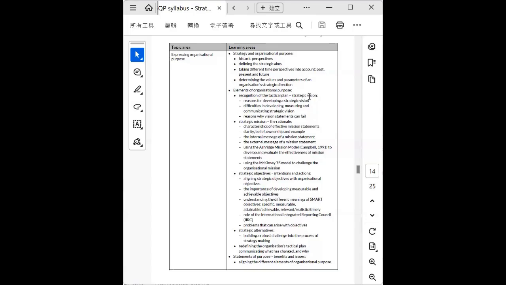Reasons why vision statements can fail. We look at the pitfalls why the vision statements may fail. For example, it may be due to lack of clarity, or there's a misalignment with the stakeholders' expectations. And then we'll have the strategic missions, the rationale for the missions, characteristics of the missions, clarity, belief, internal message, external message. I mean, that's quite straightforward.